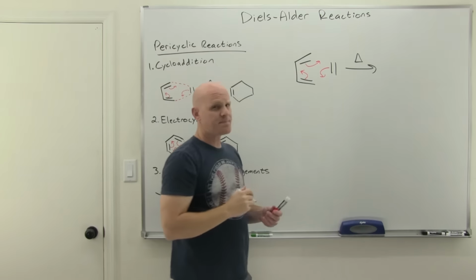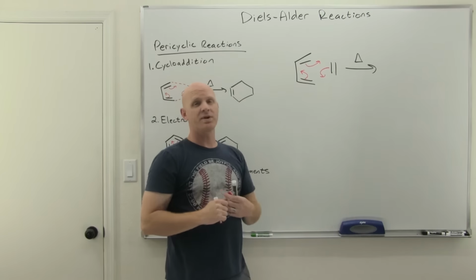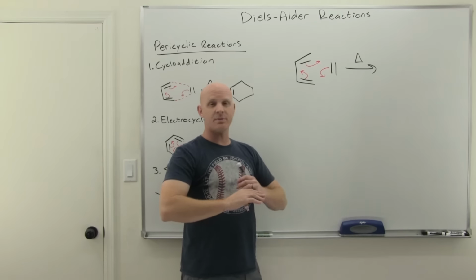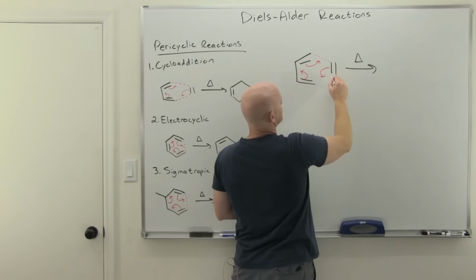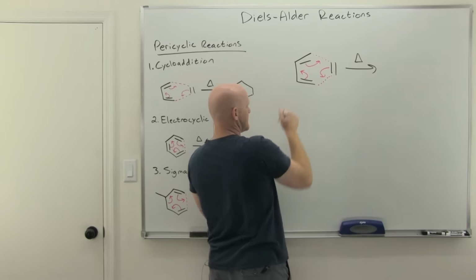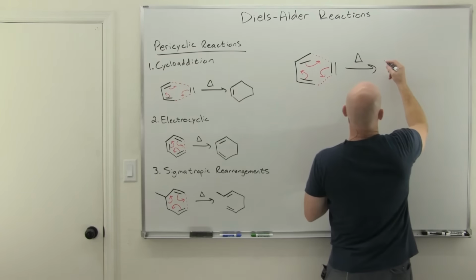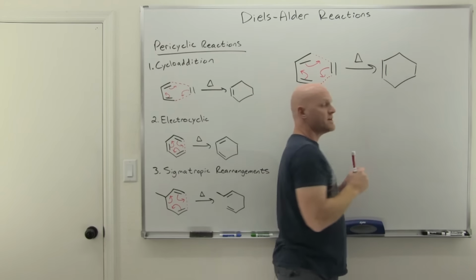So in this case, all these pi electrons, and once again, every atom in this, what we're going to form, a 6-membered ring, is going to both gain a bond and lose a bond so that we don't violate the octet rule, but we're going to form a new sigma bond right here, and a new sigma bond right here, and then this pi bond is just going to change location to be a pi bond right there. So, and there's our product.